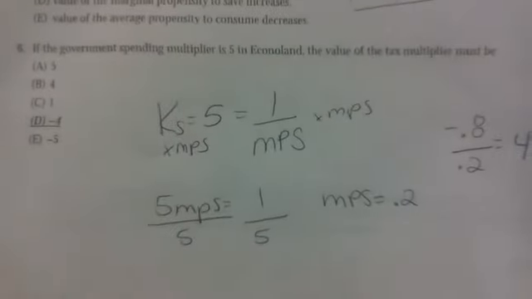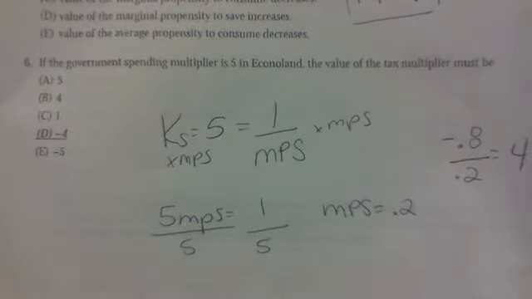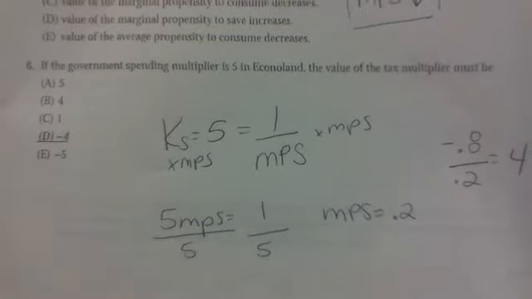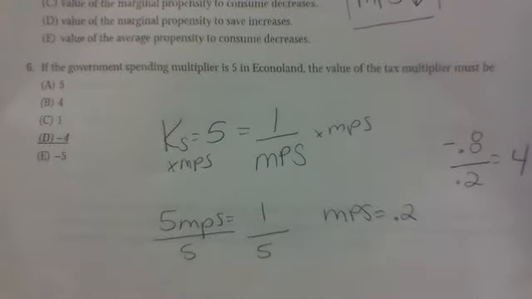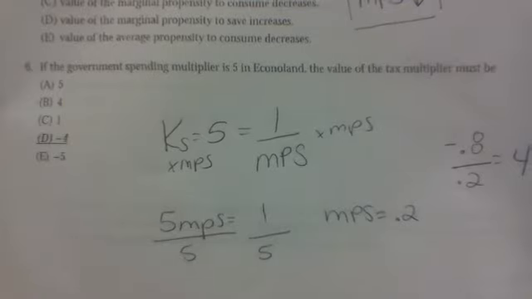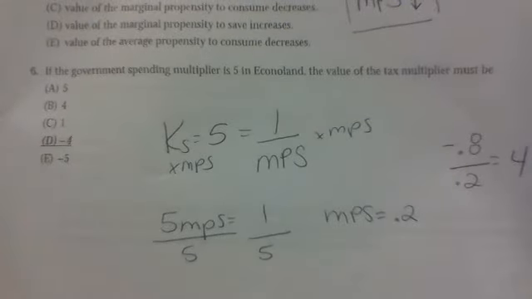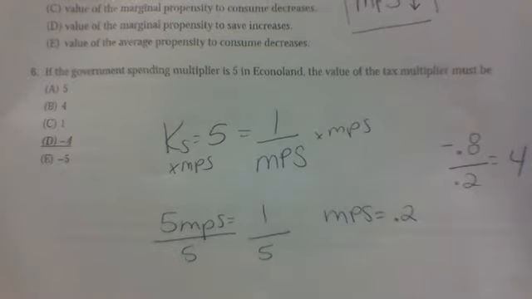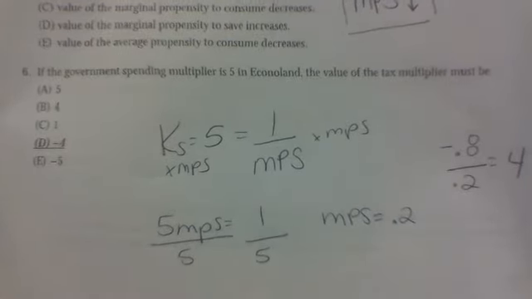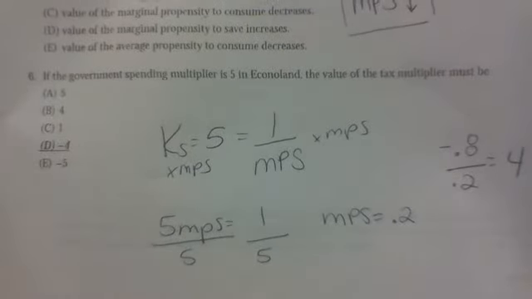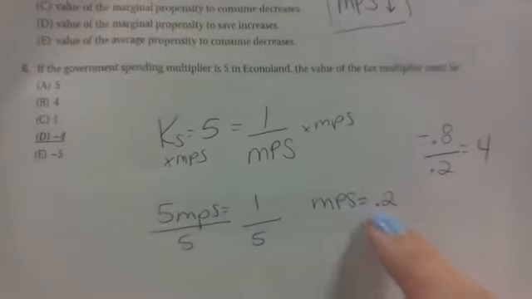Number 6. If the government spending multiplier is 5, the value of the tax multiplier must be... You once again could look on the front of that chart, but to do the math, I always want to do basically some reverse math. If the spending multiplier K is 5, and K is 1 over MPS, then 5 is 1 over MPS, and then you solve for MPS, where I got MPS being 0.2.